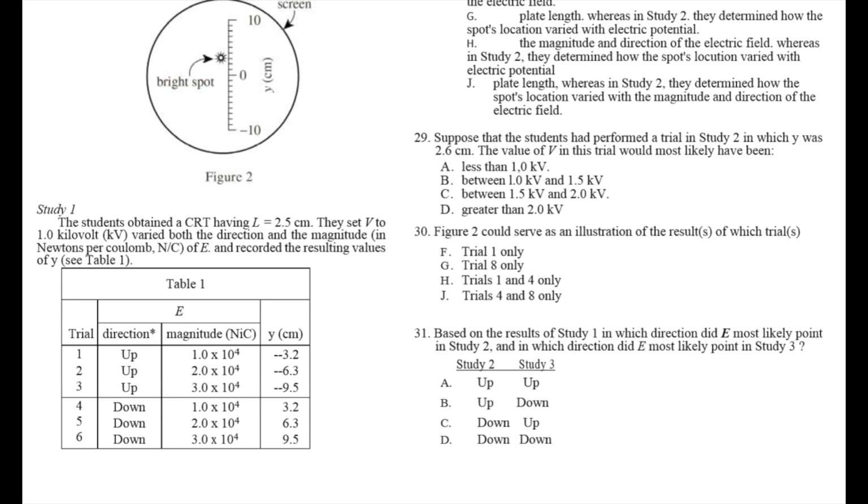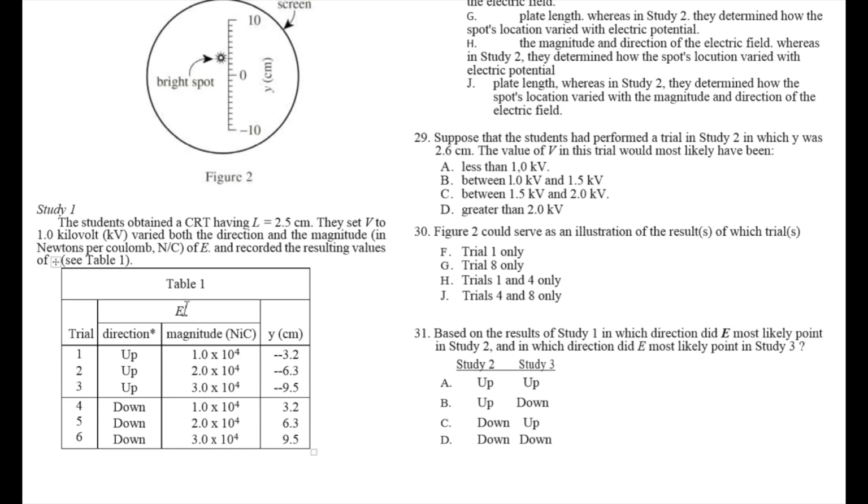Question 31 says, based on the results of study 1, in which direction did E most likely point in study 2, and in which direction did E most likely point in study 3? Alright, so we're going to have to look at study 1 here to figure out what probably happened in study 2 and study 3. So the direction of E is what's important here.